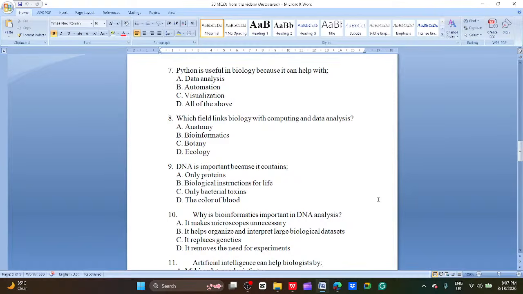Which fields link biology with computing and data analysis? Is it anatomy? Is it bioinformatics? Is it botany? Ecology? Whichever one is the correct option, please indicate it in the comment section. We have just 5 minutes to go in this section of the pretest.